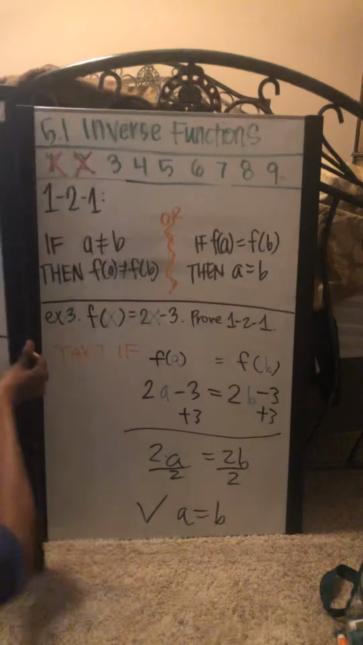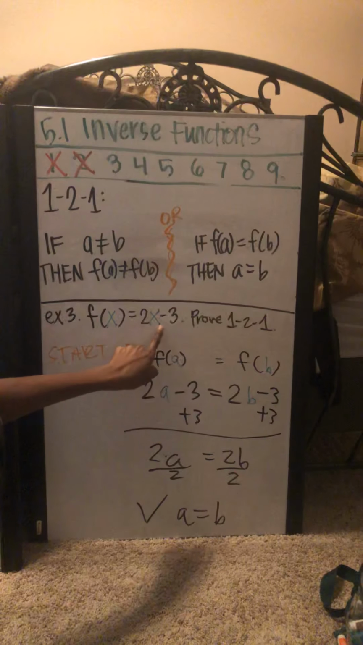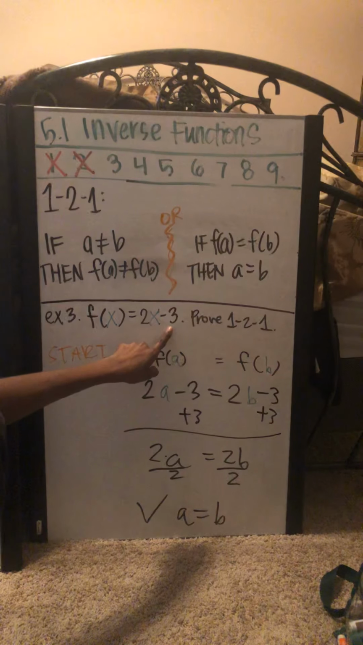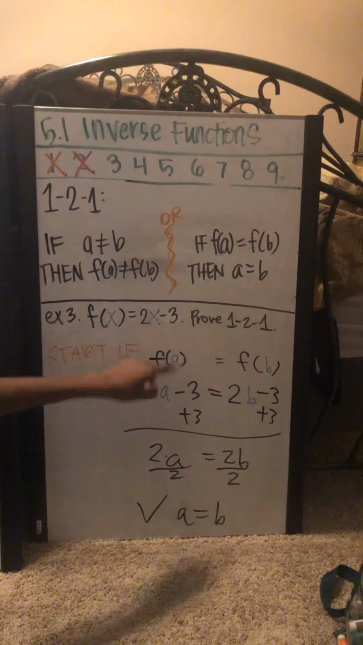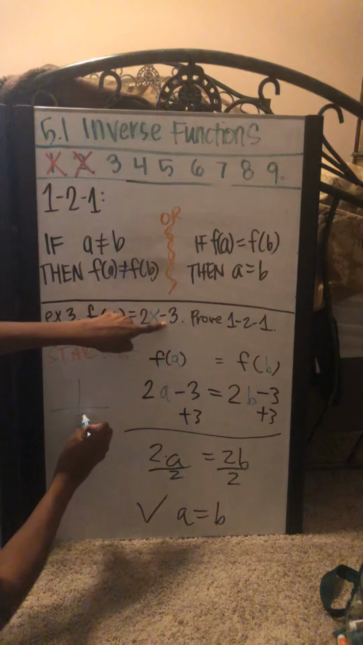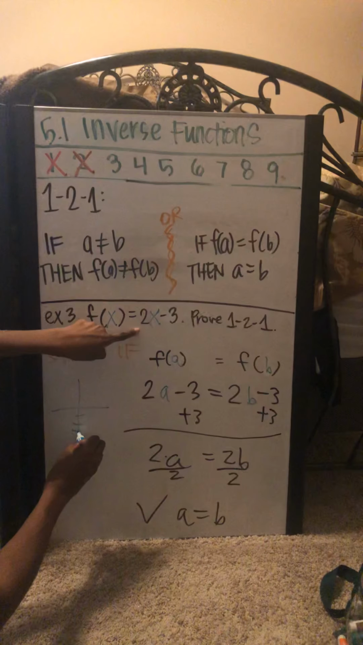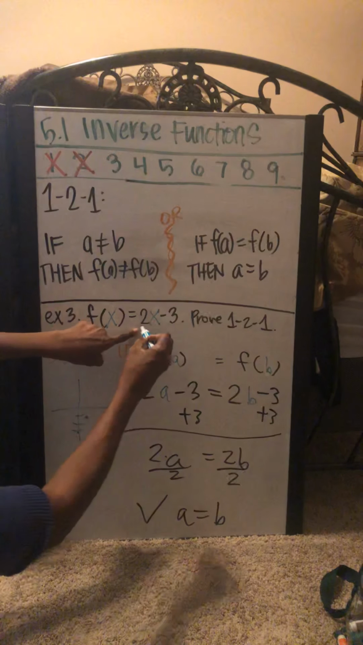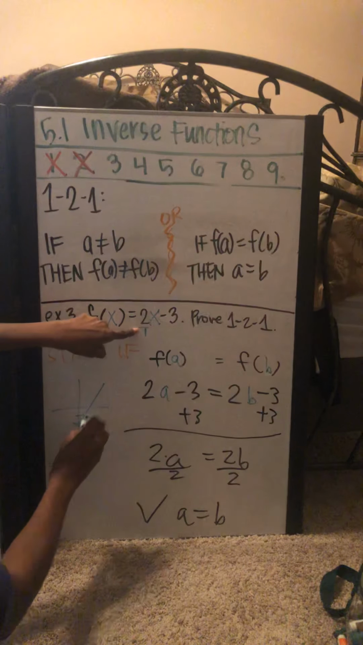So let's just think about our graph 2x minus 3. What type of shape is it going to make? It's going to make a line, right? So if we were to just think about the graph, we go down 3, 1, 2, 3, and then from there we go rise 2 and run 1, right? Because this is our slope. So our graph looks like this.